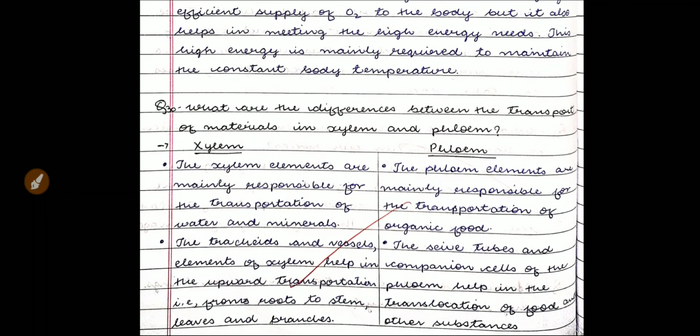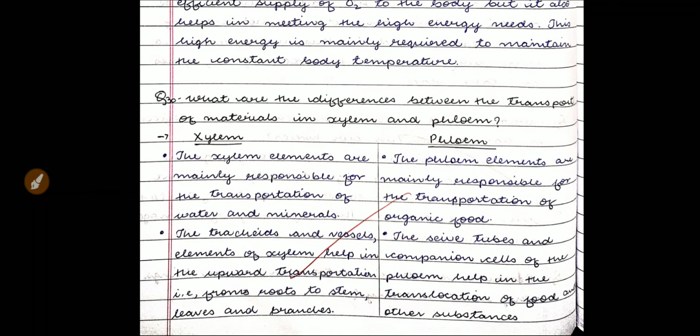Next, students, question number 30. What are the differences between the transport of materials in xylem and phloem? First मैं xylem read करूँगा, फिर phloem. The xylem elements are mainly responsible for the transportation of water and minerals. The tracheids and vessel elements of xylem help in the upward transportation, that is from roots to stem, leaves and branches.